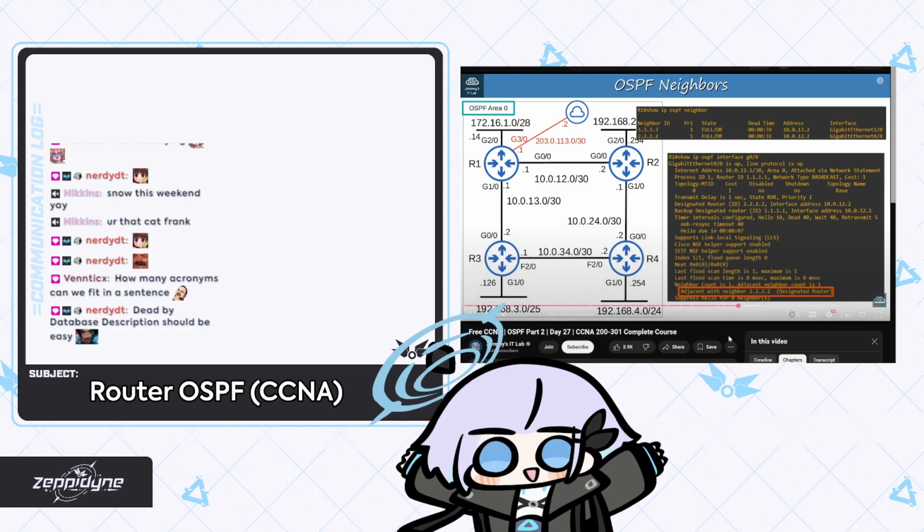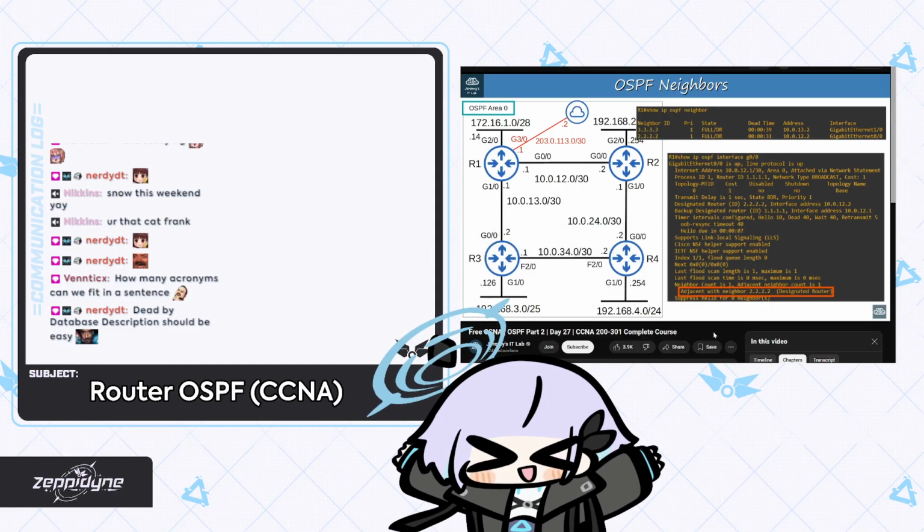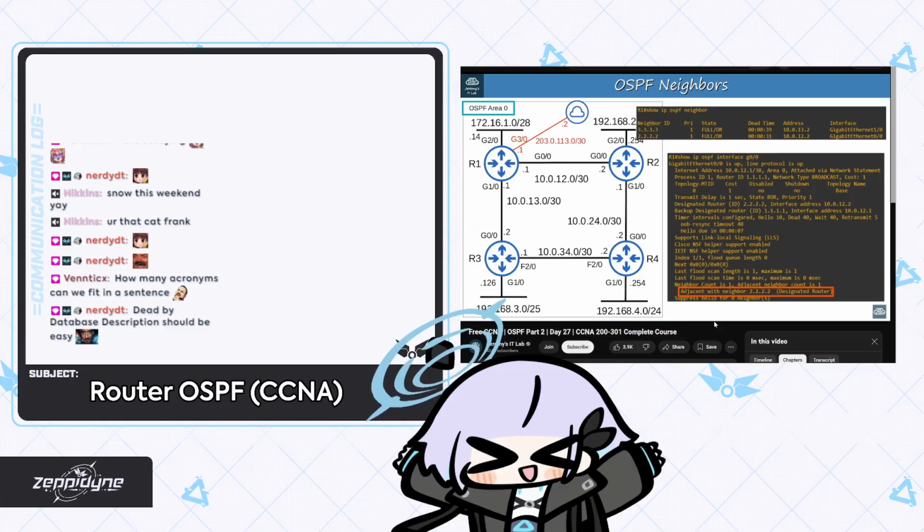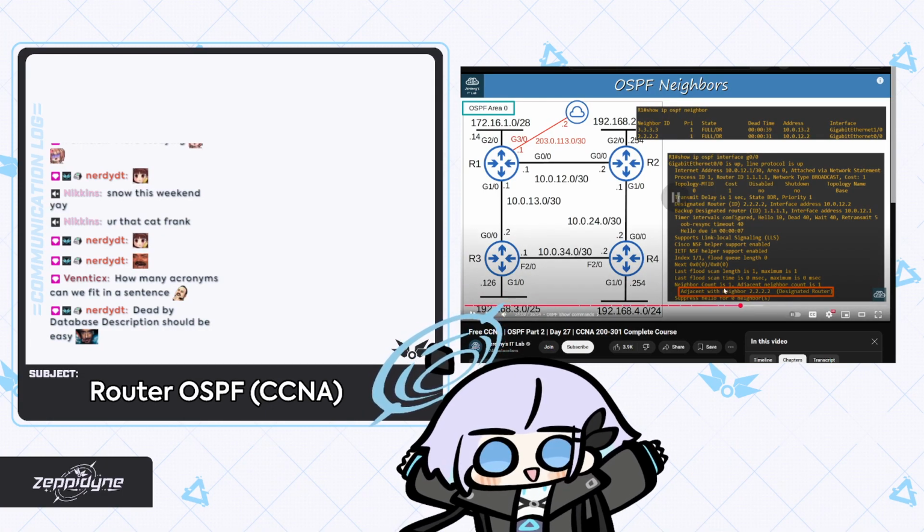Adjacent neighbor 2.2.2.2, designated router. As we saw above in show ip ospf neighbor, R2 is a designated router. Again, I'll talk about that in day 28.